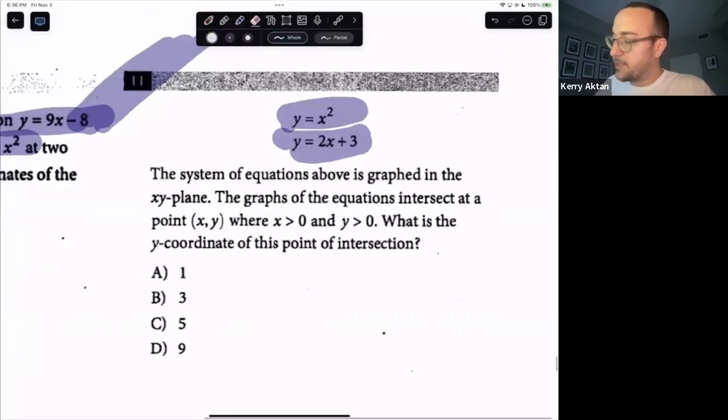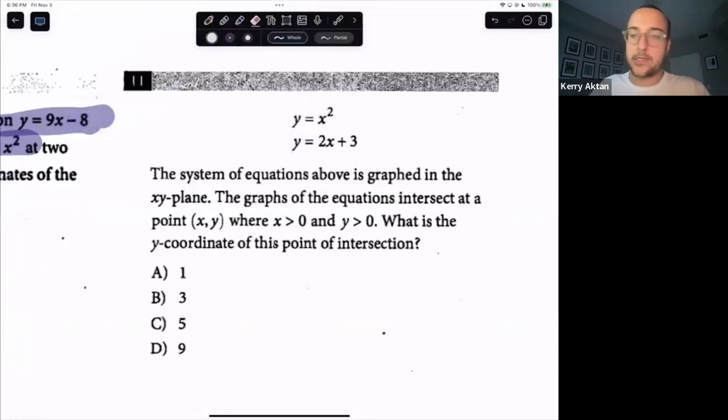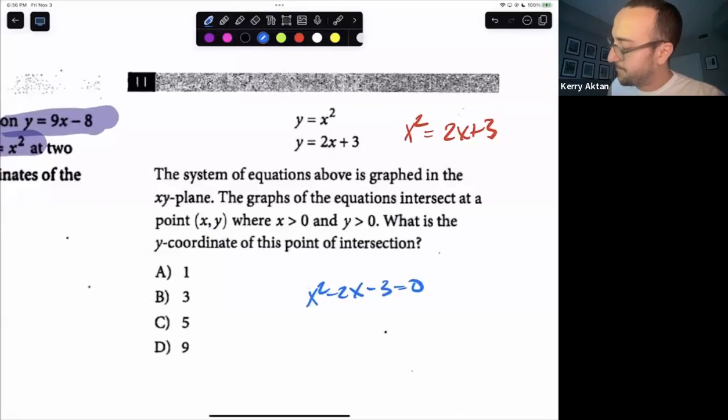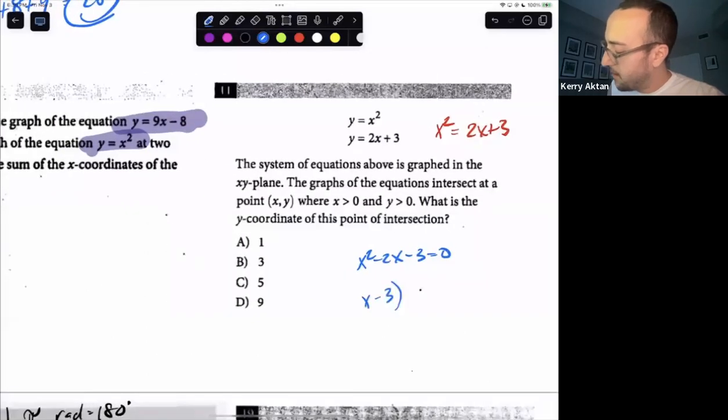For systems of equations, how do you ever solve a system of equations? You set them equal to each other, or elimination, right? So I have x squared equals 2x plus 3. This is x squared minus 2x minus 3 equals 0. x minus 3, x plus 1. 3 and negative 1 are your answers.